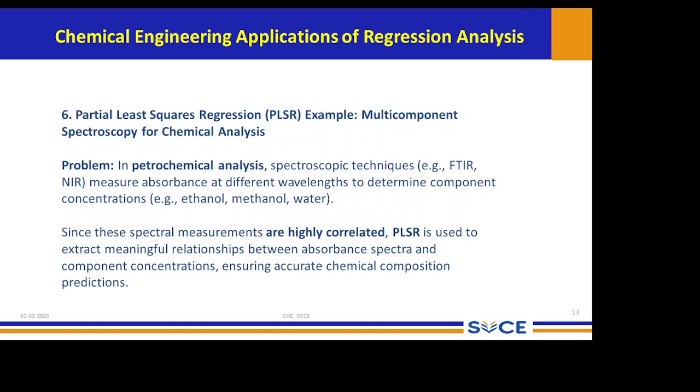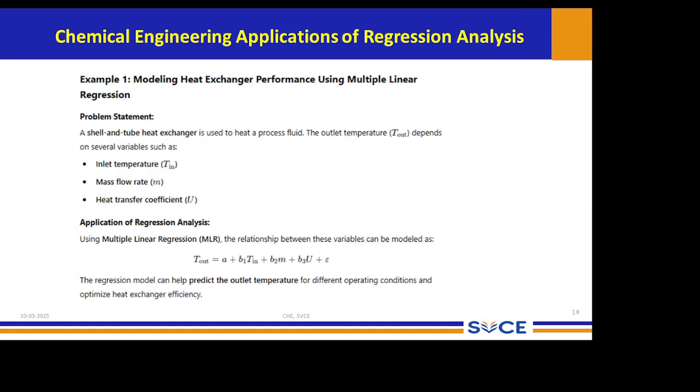It is used to extract the meaningful relationship between the absorption spectra and component concentration, ensuring accurate chemical composition predictions. Coming to the chemical engineering application of regression analysis, this is very important. When this regression, what are the cases? I just try to give you 3 examples.